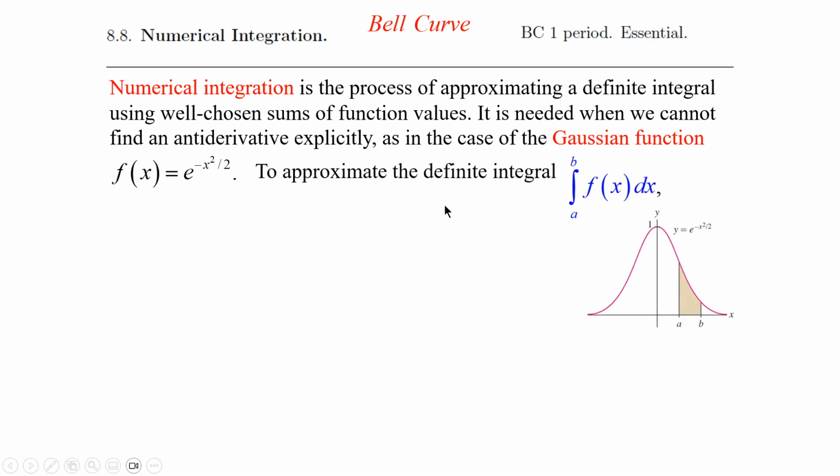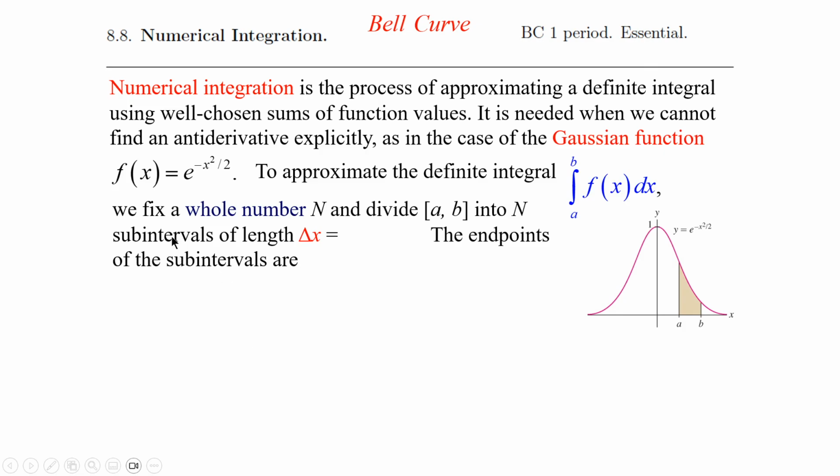To approximate the definite integral, the integral from a to b of f of x dx, what do we do? Well, we know how to do that, but unfortunately now, we don't have an antiderivative of this function, so we've got to use our numerical techniques. We fix a whole number n and divide the closed interval from a to b into n subintervals of length, and here's the key, delta x, which you guys already know, is always b minus a over n.